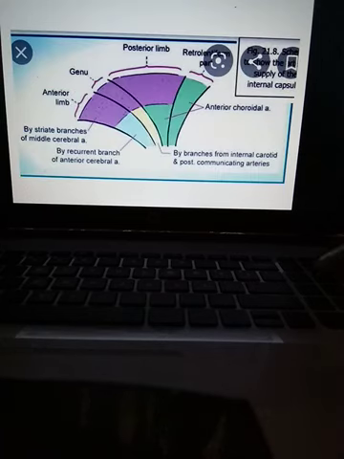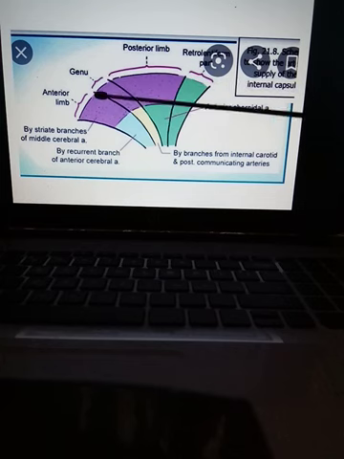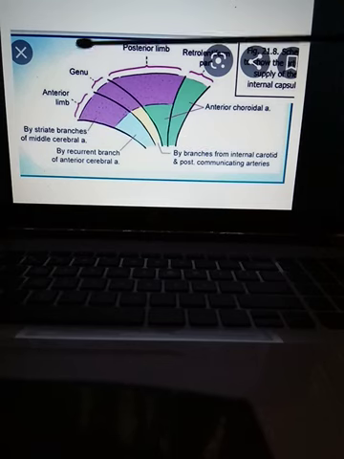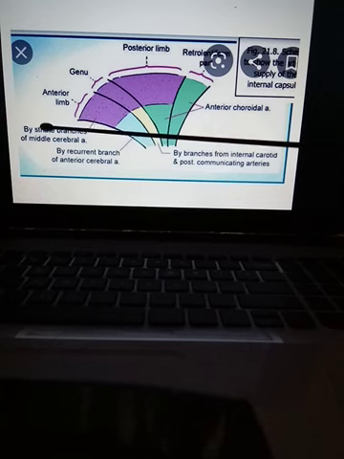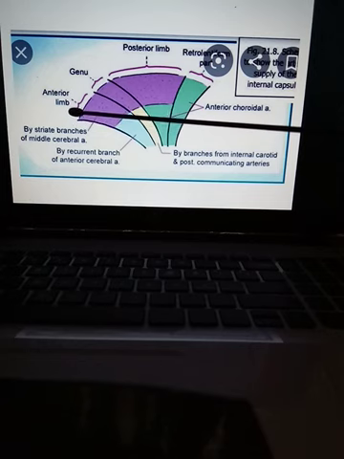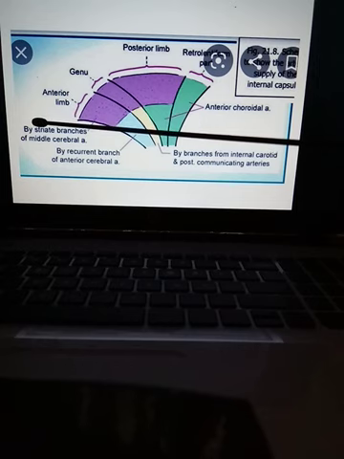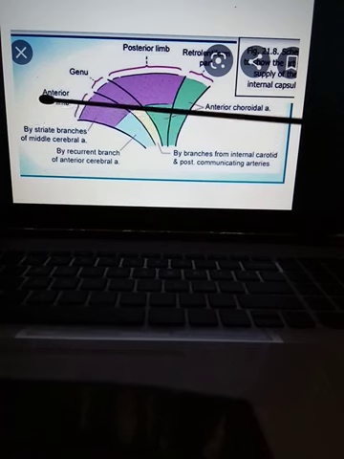For the arterial supply of the internal capsule, as you can see in the picture, the upper part of the anterior limb, upper part of the genu, and upper part of the posterior limb are supplied by the medial and the lateral striate branches of the middle cerebral artery. One branch of the lateral striate artery is most frequently larger, and we call it Charcot's artery of cerebral hemorrhage.